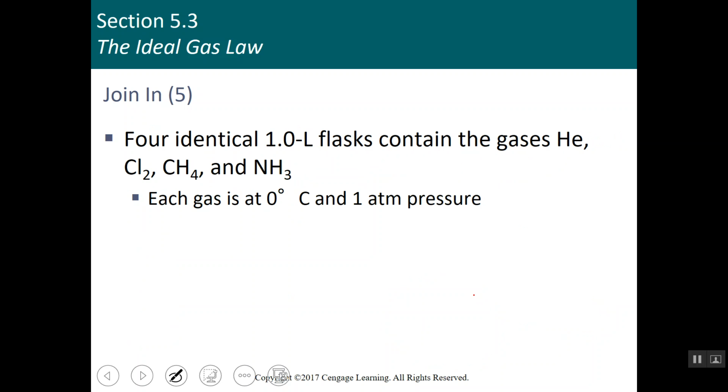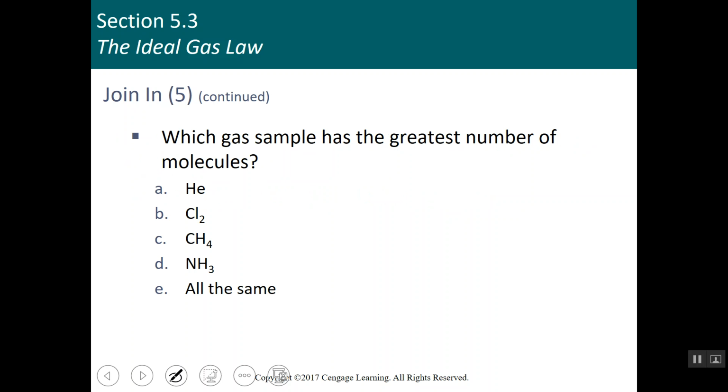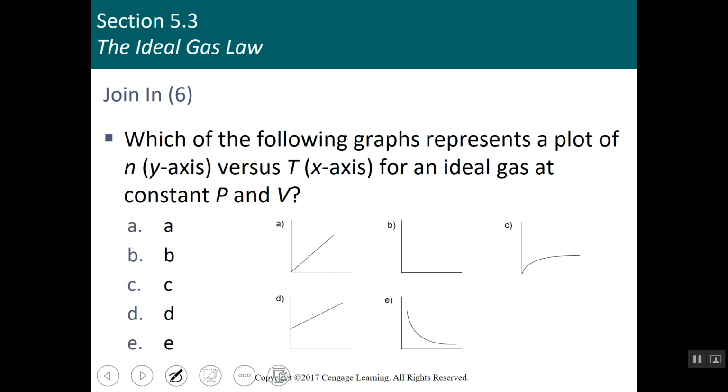Join in 5 is a question about 4 different gases. They all have the same volume at the same temperature and pressure. And with gases, if they have the same volume at the same temperature and pressure, if you were to calculate using the ideal gas law, you would also know that they have the same number of moles. And so if they have the same number of moles, that means they have the same number of molecules. And so those are all the same. If you need to, please pause the video and process these as I go through them.